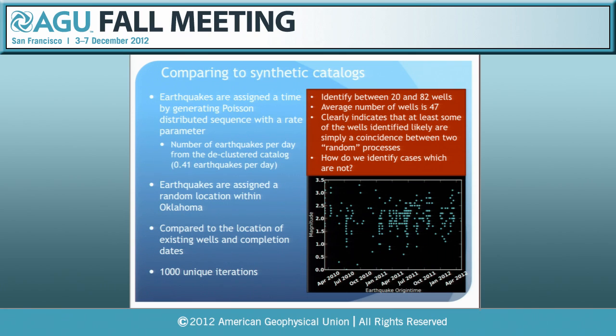Next slide. So, of course, the next question is, well, are these meaningful? Are they coincidences? So I ran 1,000 synthetic examples of catalogs with a Poisson distributed sequence using the declustered rate of earthquakes, and I came up with anywhere from 20 to 82 wells that could be identified just through the random process of the 5,000 wells and 3,000 earthquakes occurring during this time period, and the average number is about 47 wells. So this indicates that some of these earthquakes that I identified previously could be coincidences, and some of them may actually be triggered seismicity.